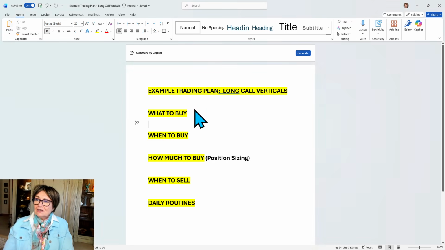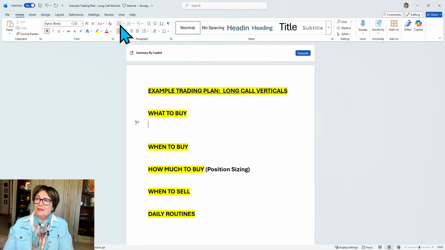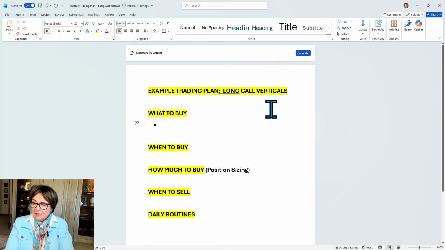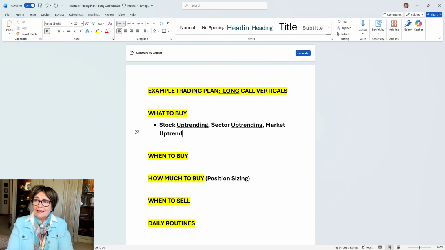So when we look at what to buy, what's on our list of criteria for a stock that would make this a good candidate. First of all, this is a bullish strategy, so we want the stock to be uptrending. Not only do we want the stock to be uptrending, we would like the sector it's in to be uptrending. Oops, I can't type this morning. And we'd like the market to be uptrending. For that, we might just look at, say, the SPX. We might use that as our proxy for the market.